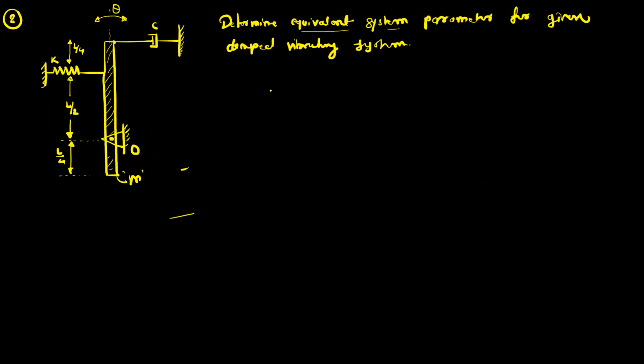So what is the meaning of equivalent parameters? If you consider a simple spring mass and damper system, this is a simple linear system. It has the mass m, K is the spring constant, and C is the damping constant. Its equation of motion is m x double dot plus c x dot plus k x is equal to 0. Or if you have a rotational system, so what is a rotational system?